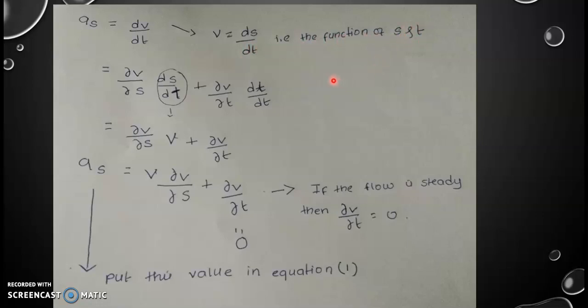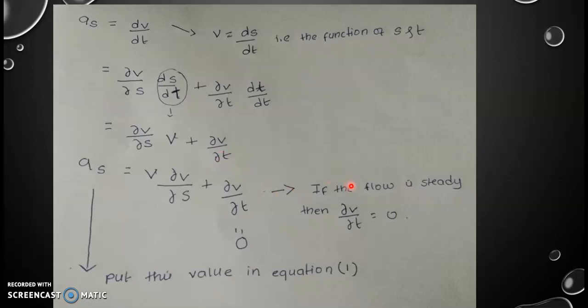So here we use partial derivatives to represent dv by dt, and instead of this we will be replacing it with delta v by delta s times ds by dt plus delta v by delta t times dt by dt. Dt gets cancelled, so in place of ds by dt we can write velocity, right? So what do we get? We get delta v by delta s times velocity plus delta v by delta t.